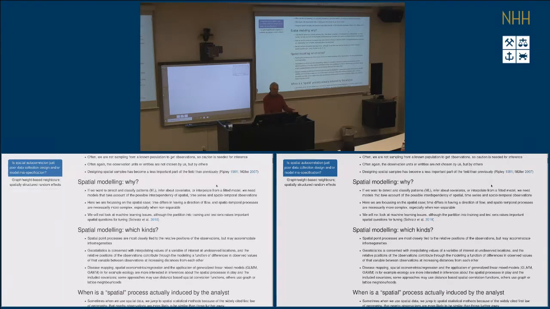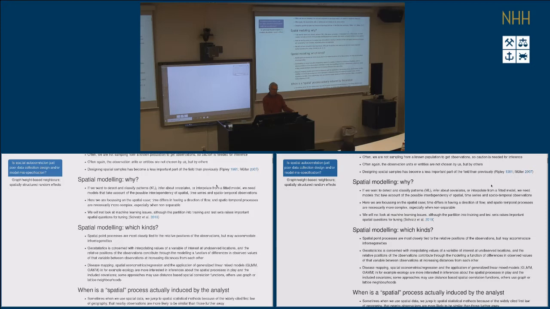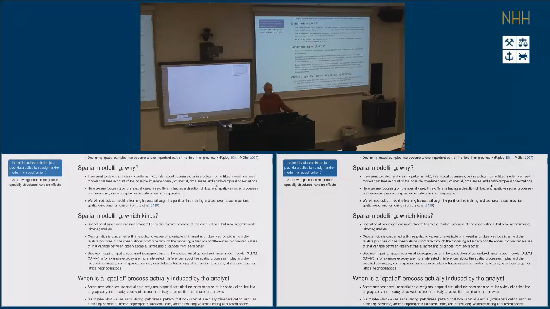I've mentioned entitation already. One of the things which is somewhat painful is that designing spatial samples used to be taught, if you look at Brian Ripley's book on spatial statistics from 1981 and his later book from 1988 on inference, or Sevan Muller's book on spatial sampling. They're not taught really now.